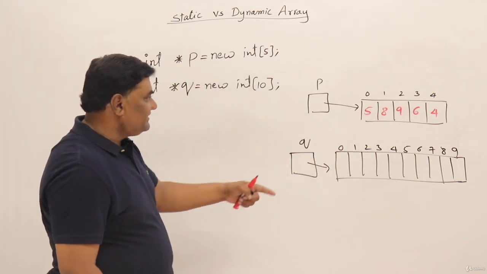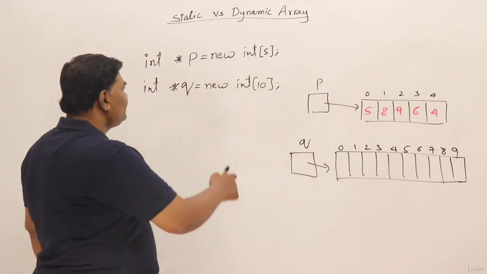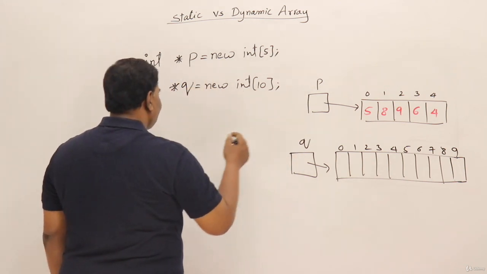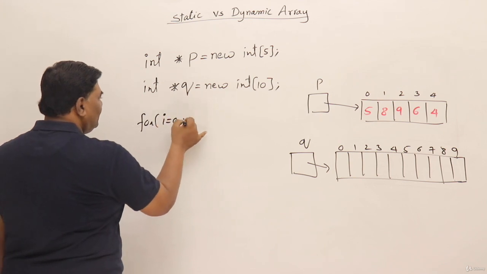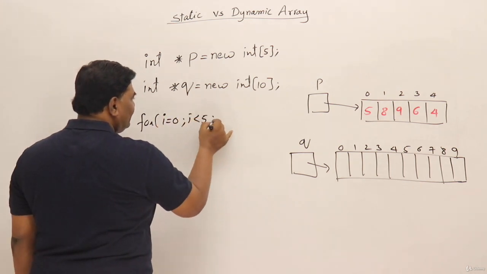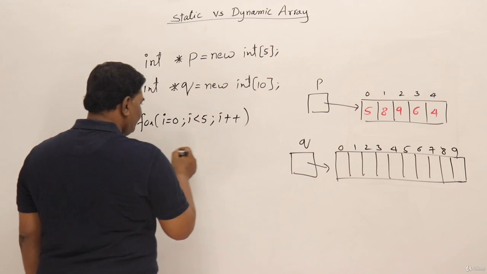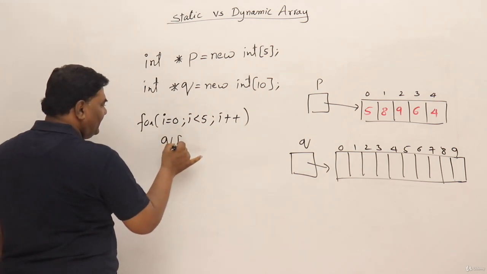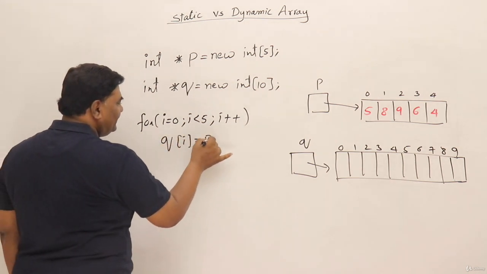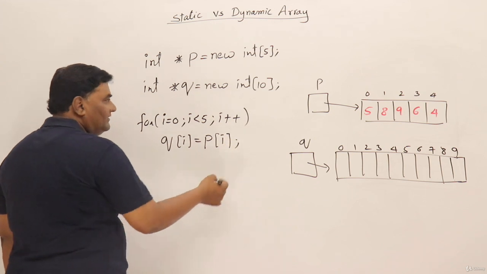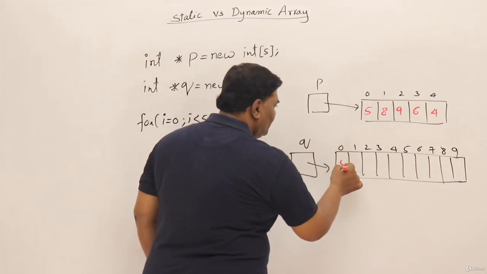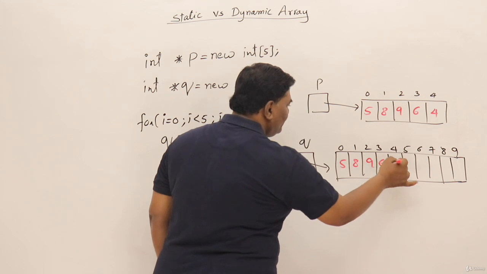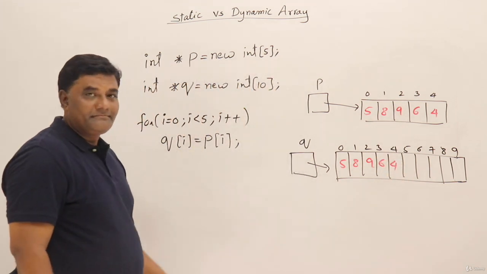Now transfer all those elements from P to Q. We know the size of P very well, that is size 5. So for I assign 0, I is less than 5, I plus plus. Then in Q of I, copy the elements of P of I. So I'm copying them using a for loop. All these values will be copied here: 5, 8, 9, 6, 4. So the values are copied there.